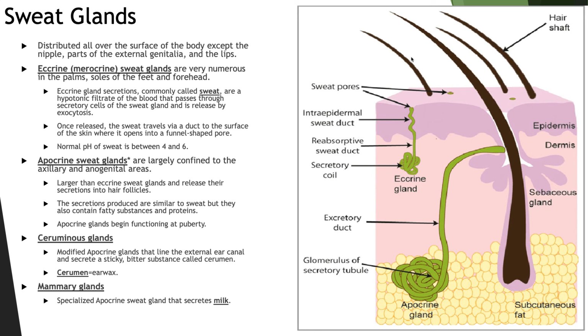You have your ceruminous glands, which are some modified apocrine glands that line the external ear canal and secrete a sticky, bitter substance called cerumen, which is also earwax. And then you have mammary glands, which are specialized apocrine glands that secrete milk.